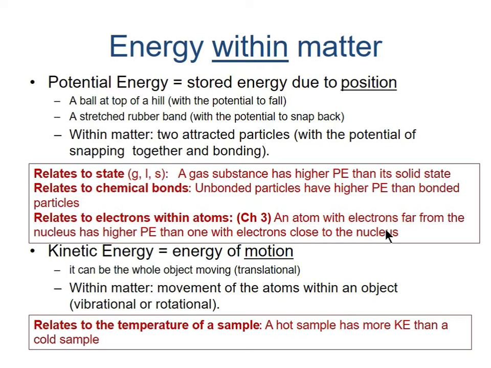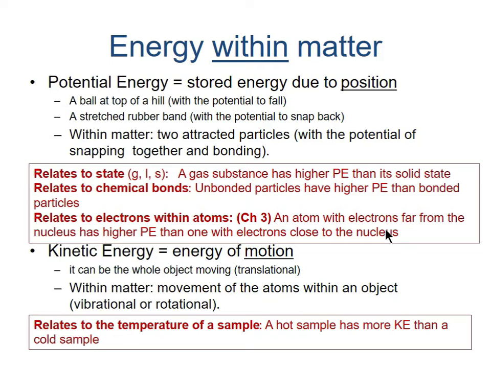Another form is chemical bonds. So unbonded particles have a higher potential energy than bonded particles. And we have also moving electrons. Again, electrons are negatively charged and protons in the nucleus are positively charged. So that's an attractive set of particles. And as you move the electrons to further distances, you're going to have more potential energy. So that's another form of energy that we see in matter.